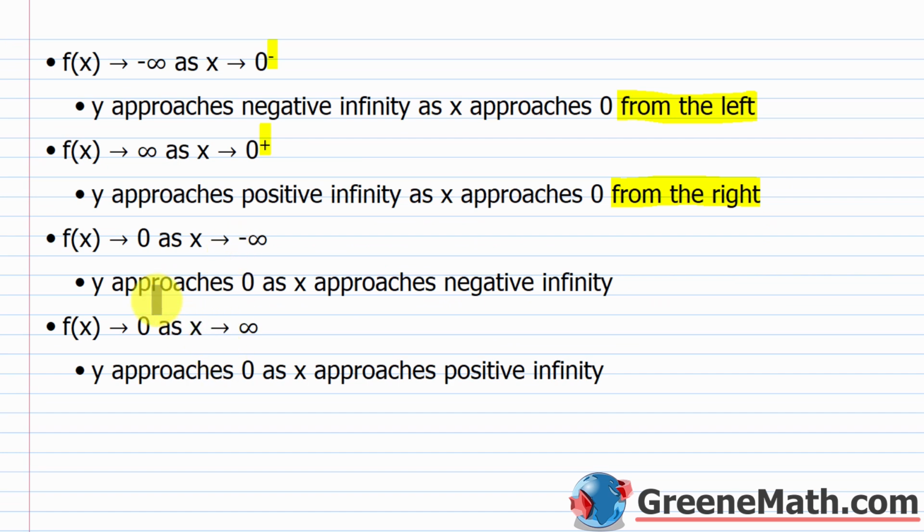All right, so for the next two, we have f of x or y approaches 0 as x approaches negative infinity. That's pretty straightforward. And then similarly, we have f of x or again y approaches 0 as x approaches positive infinity.